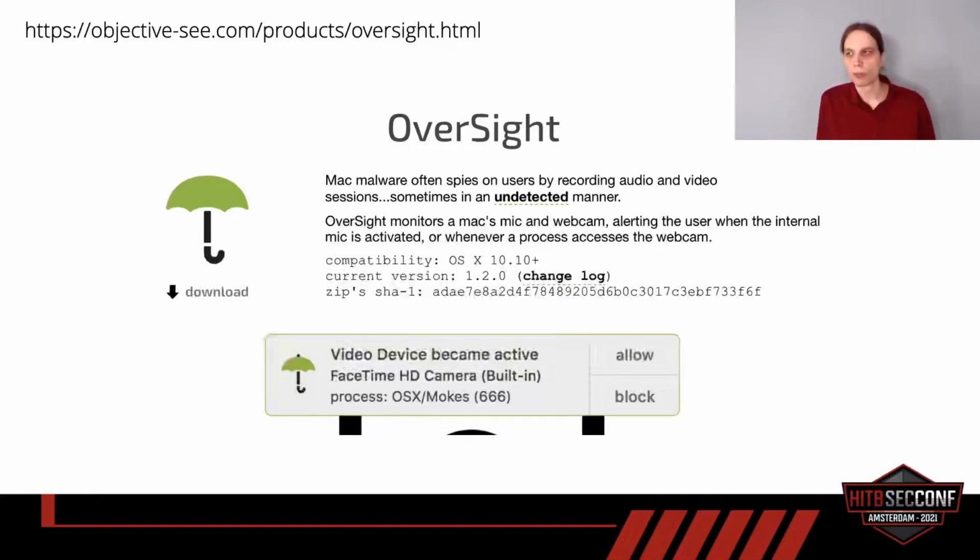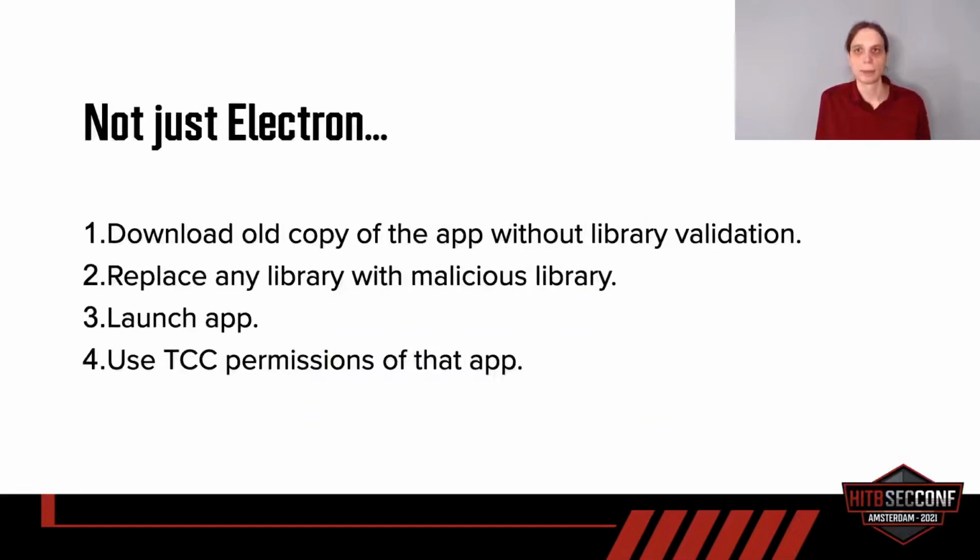And the problem is even broader than just Electron in many applications, because library validation is relatively new. So for many applications, you can find an older copy which doesn't have library validation yet, and you can download that, replace any library, launch that modified application, and then you can use all of the TCC permissions of the application. Even though you're using an older version, it still has the permissions that the application has. This is really a vulnerability that an application itself cannot protect itself from. It's something that is a problem in the design of TCC, and Apple would need to find a solution for this.